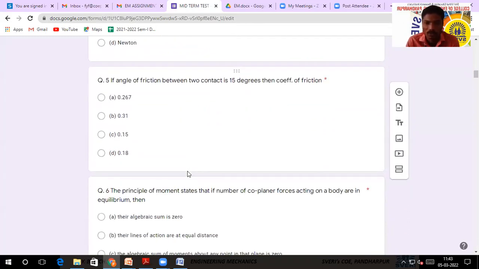If angle of friction, what is the symbol of angle of friction? Phi. Okay. Angle of friction is given as 15 degrees, and we are supposed to find the coefficient of friction. What is the relation we have seen? Mu is equal to tan phi. So tan 15, how much is it? 0.26.